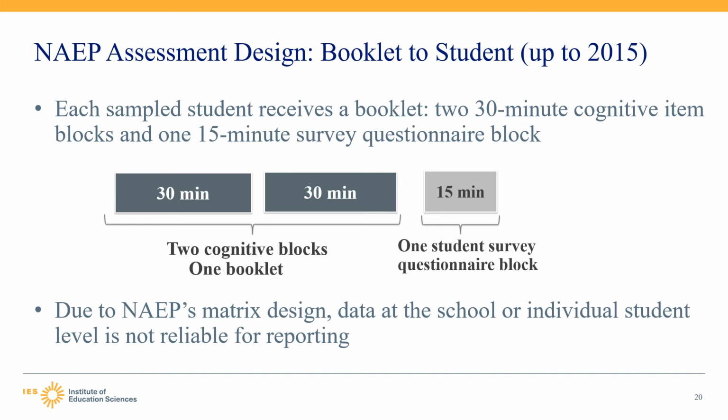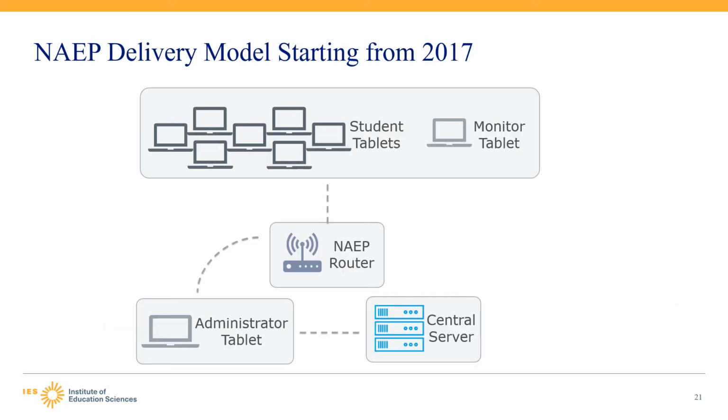Each sample student takes 2 cognitive item blocks in a booklet. For DBA, the time limit is 30 minutes for each block. Starting from 2017, the mathematics and reading assessments at grade 4 and 8 were administered digitally. Under this assessment delivery model, each sampled school is assessed in one day. The field staff drops into the school and sets up a control environment that relies entirely on NAEP-owned devices.